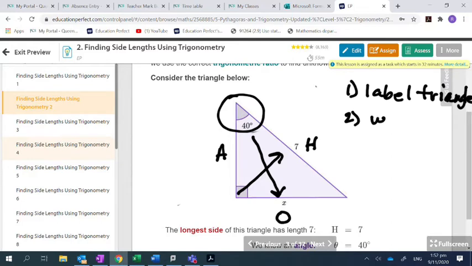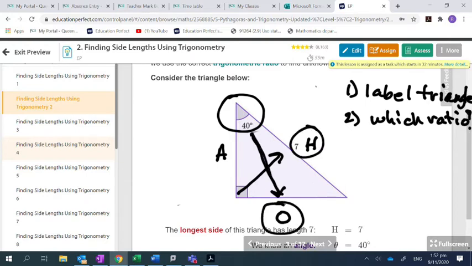Second, we need to decide which ratio to use. In this case, I have opposite and hypotenuse. So which one is that? Sine, right? So just looking at the information that you're given, you can decide which trig ratio to use.